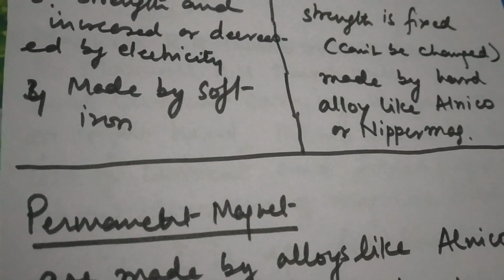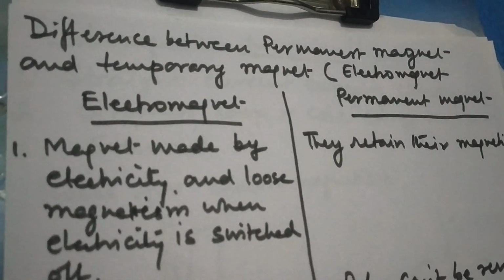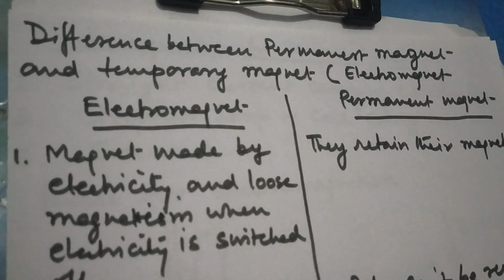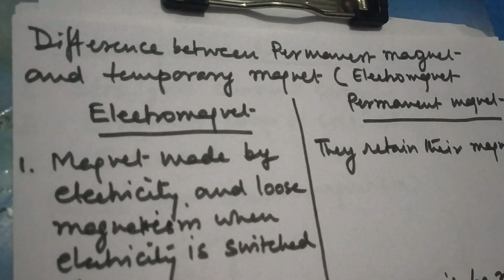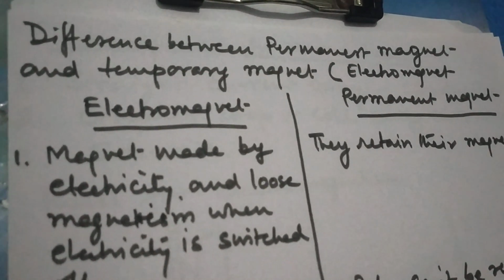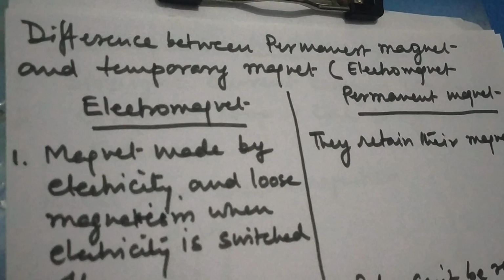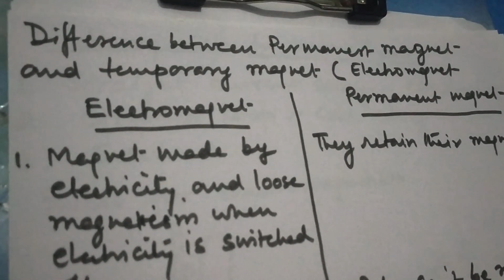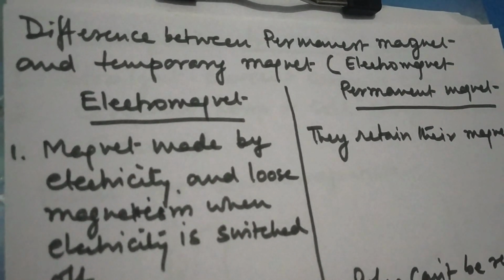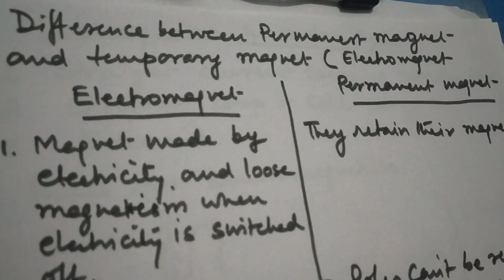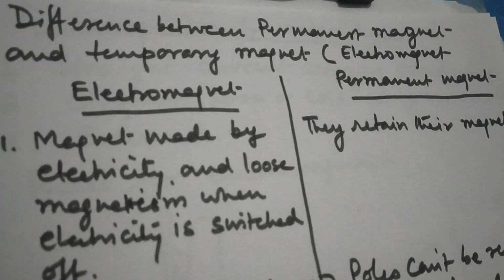So now we are moving to the difference between a permanent magnet and a temporary magnet. In the last lecture, we told you that we make an electromagnet by passing electricity. Those magnets which work only when electricity is passed to them are called electromagnets. But there are some permanent magnets also. Whenever we get time, we'll tell you the construction of a permanent magnet also. But the permanent magnet does not need electricity for its working, so it is not called an electromagnet.